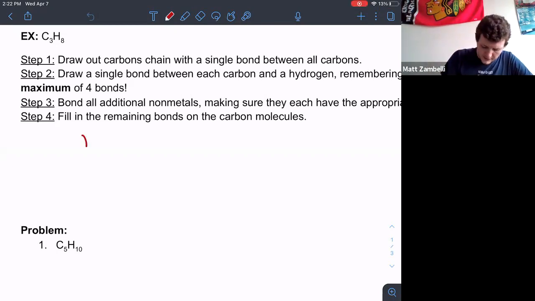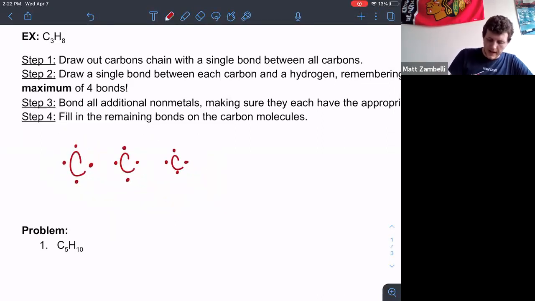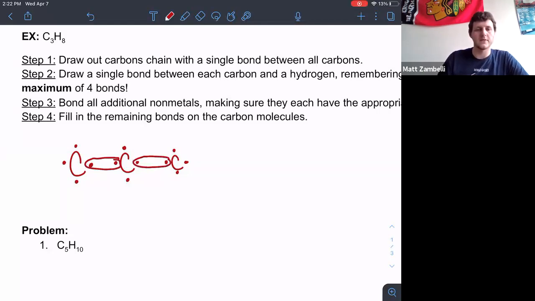The first thing we're going to do is draw out our C's, and we have 3 of them. We're going to put all 3 of them in a line. All right, we have all of our carbons in a line. And we want to create a single bond between each of our carbons. That's the first step.